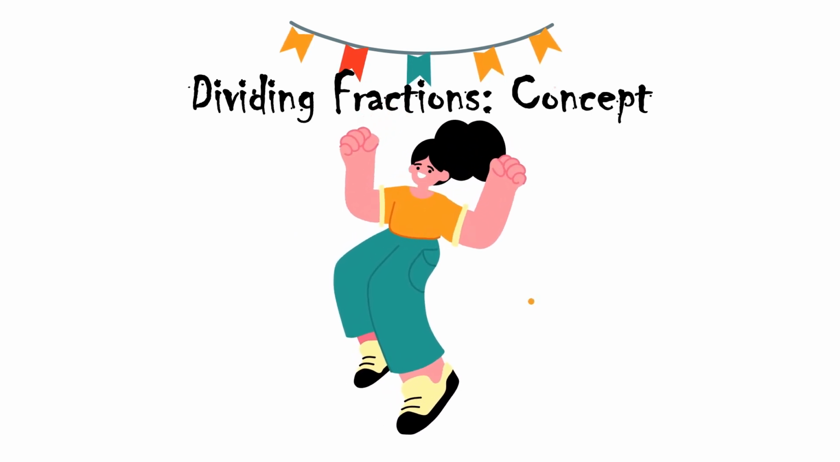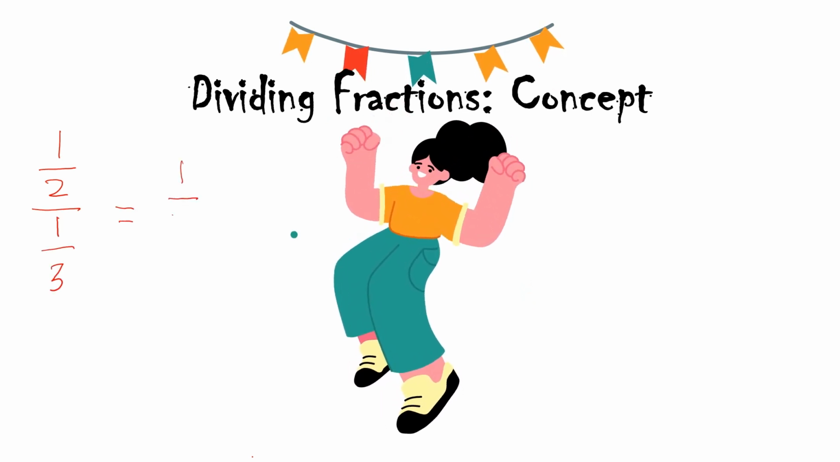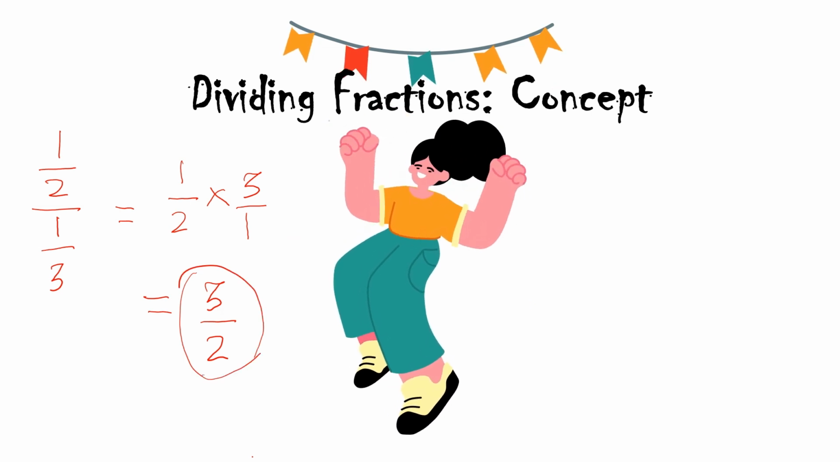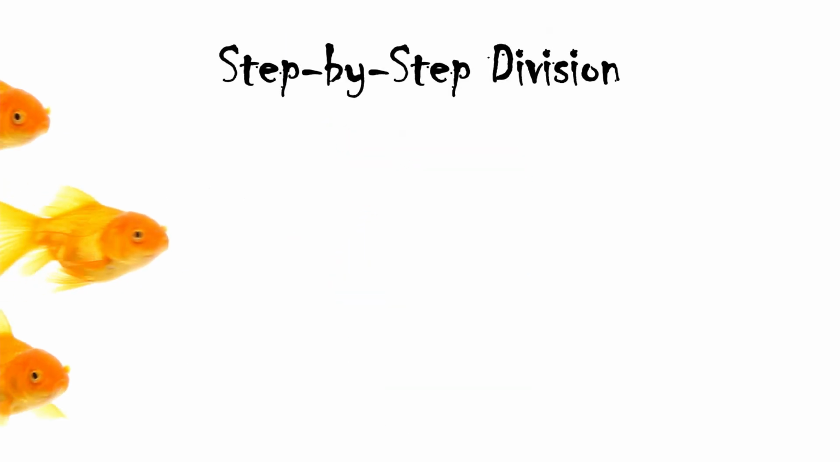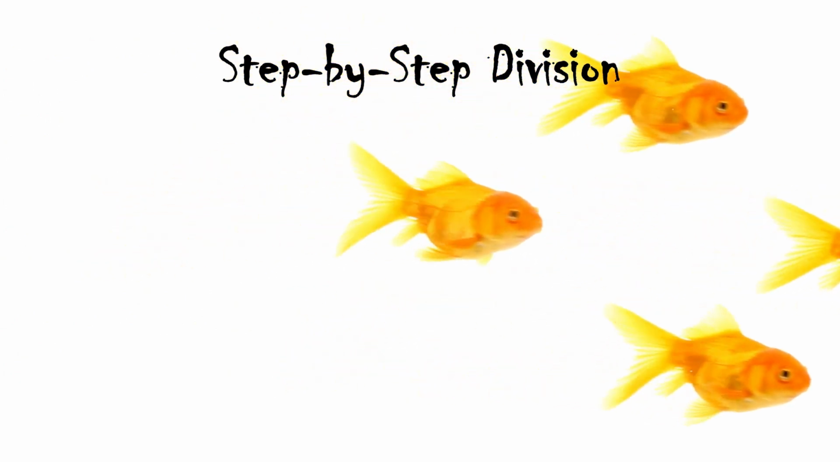If we have half and we want to divide it by 1/3, we flip 1 by 3 to get 3 by 1 and multiply. 1 by 2 divided by 1 by 3 equals 1 by 2 multiplied by 3 by 1, which equals 3 by 2. To divide two fractions, multiply by the reciprocal of the second fraction.